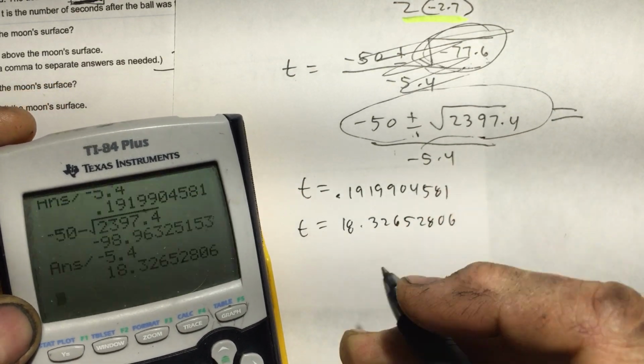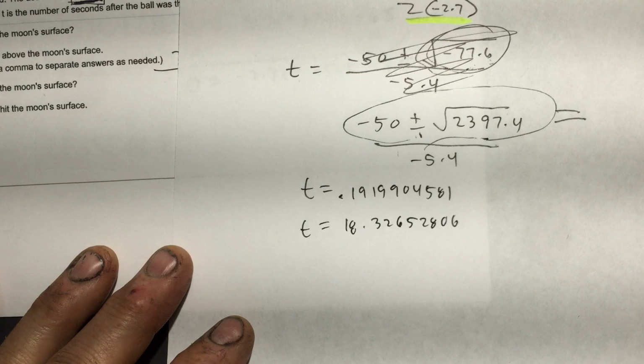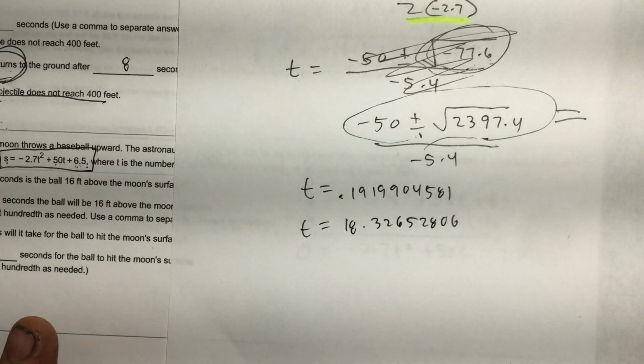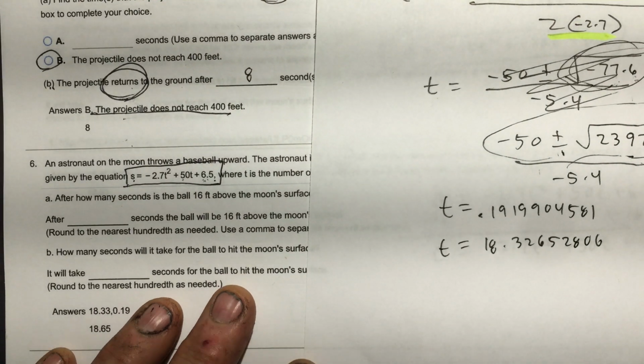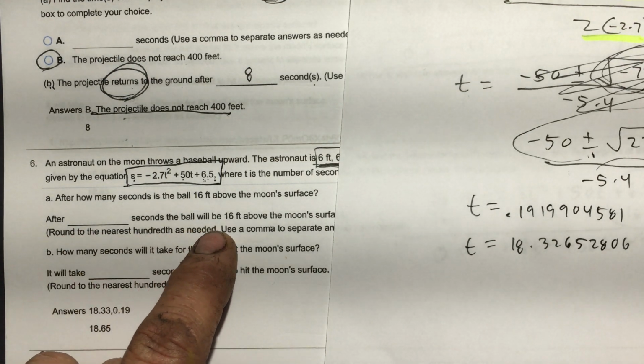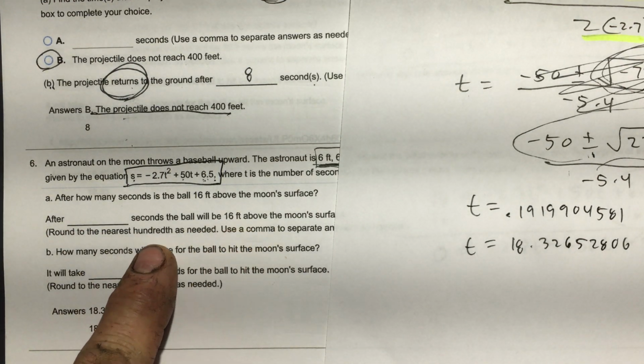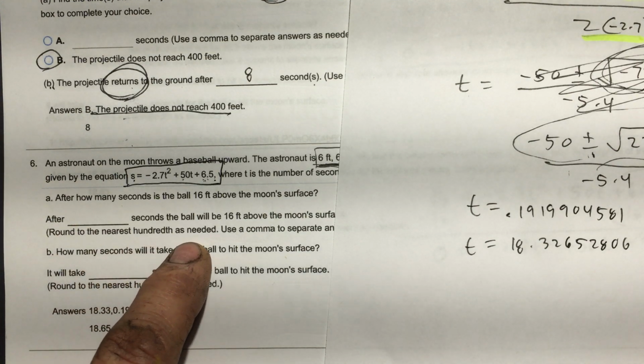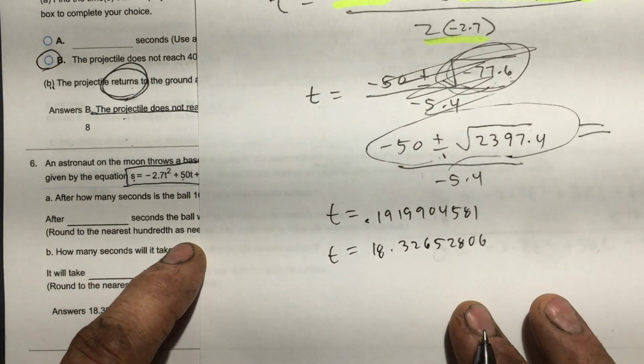18.32652806. There's my two answers. Okay, now if you look back at the problem here, it says after how many seconds will it be 16 feet above the moon's surface? This is round to the nearest hundredth. So I need to round this to the nearest hundredth.